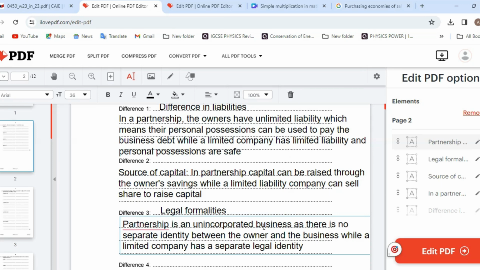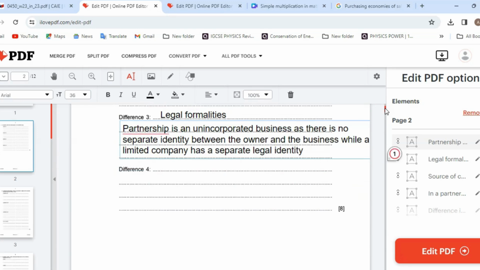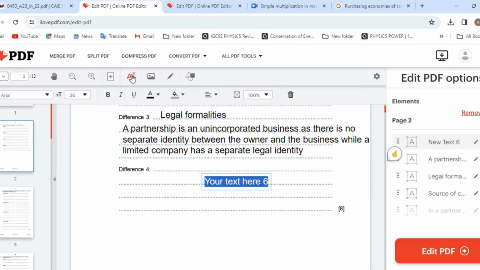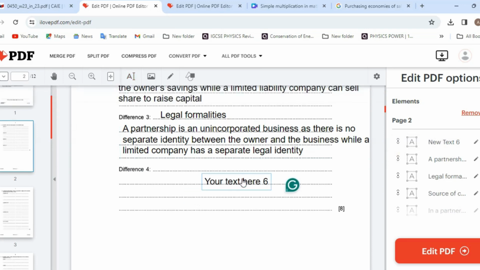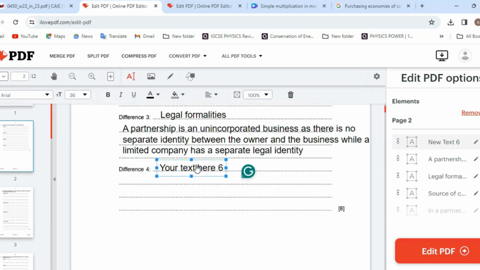The continuity. Yes, that's correct. You also have the continuity as the difference. In partnership, the death of a partner can also be the end of the business, unlike a limited liability company where the shares can be easily transferred to others even after the death of the shareholders. Now let's try and type it out also. We have the continuity as the difference too, and the explanation below here.